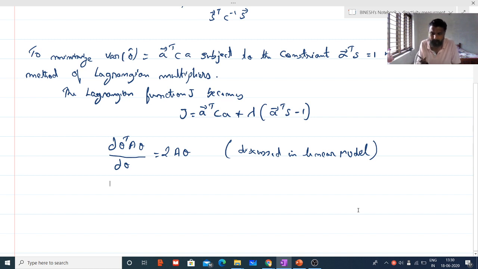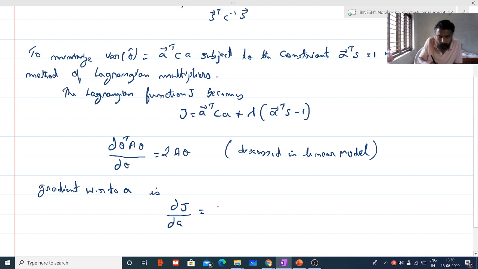So the gradient with respect to A, we can write, is given by dou J by dou A. In a similar manner, that is 2C A plus lambda into S.